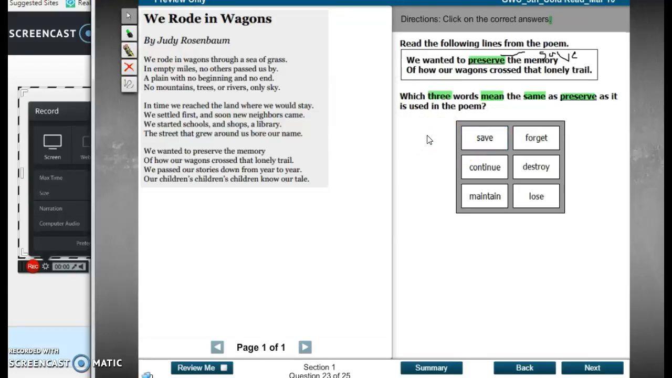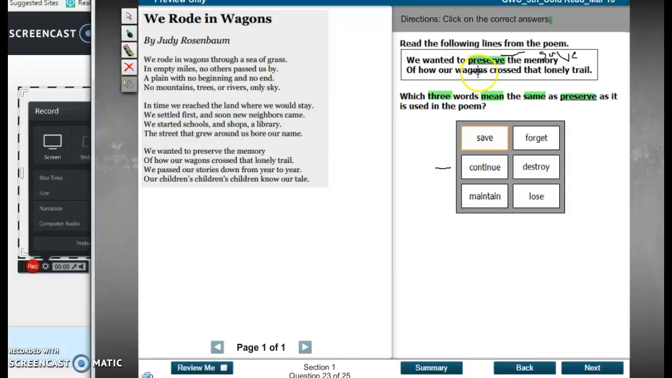another good strategy when you have context and when they're asking for synonyms, words that mean the same, is just to plug them into the sentence and see if it works. So let's look at save, see if it keeps the same meaning. Obviously, we already chose that one. So we wanted to save the memory of how our wagons crossed the lonely trail. That is obviously correct. Let's try continue. We wanted to continue the memory of how our wagons crossed the lonely trail. That sounds pretty good to me. I'm going to give it a dash.